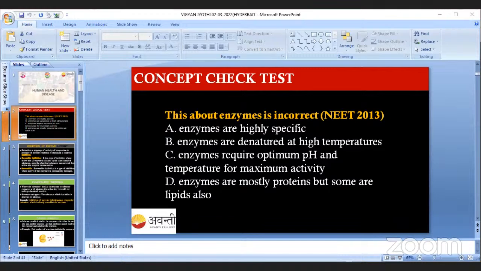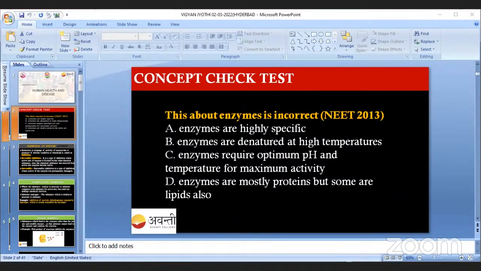Okay. So student, today we are going to talk about the inhibition of the enzyme activity. Okay. So what do you mean by inhibition? See here. Reduction or stoppage of activity of the enzyme due to the presence of adverse conditions or chemicals is called inhibition.